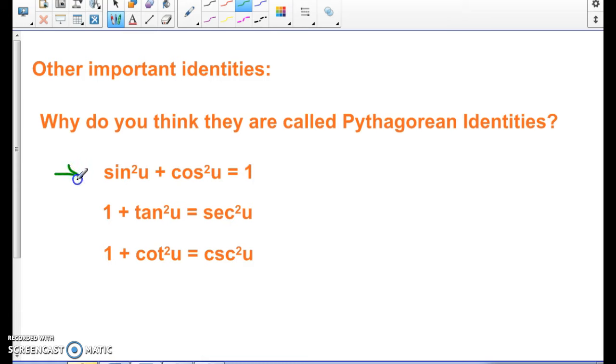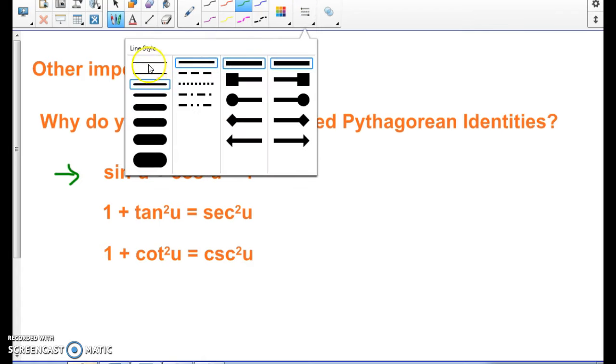This one is the one we're familiar with. Why do you think they're all called Pythagorean identities? Don't they look a lot like a squared plus b squared equals c squared? That's why we call them Pythagorean identities.